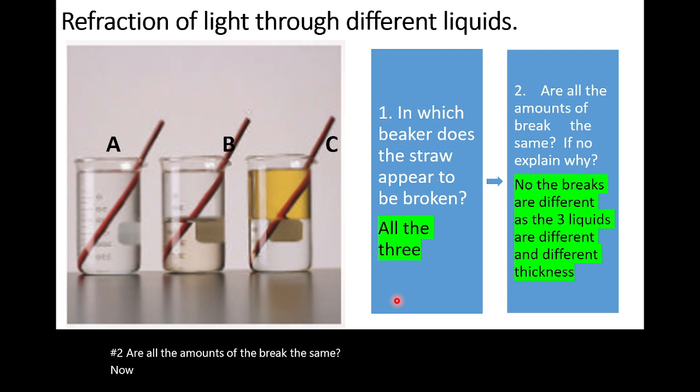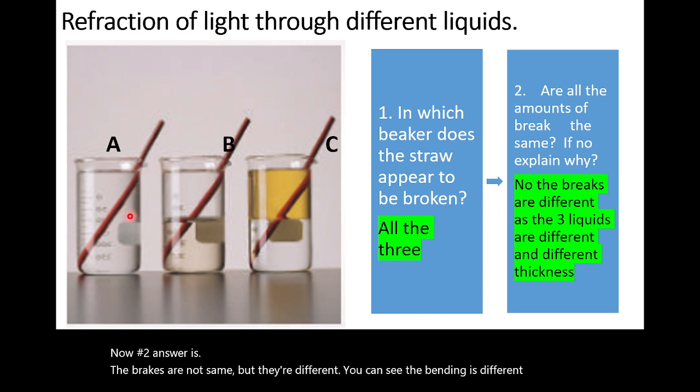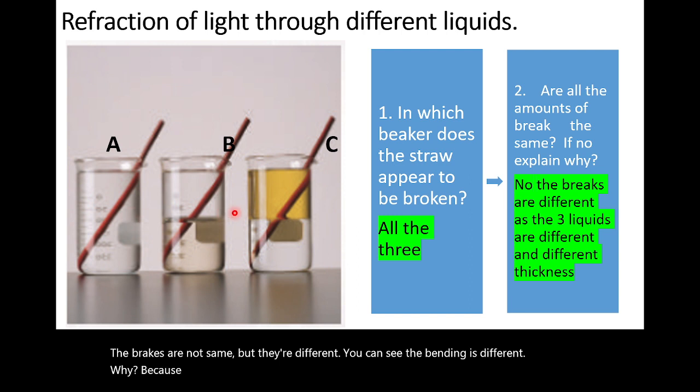Now the answer is, in all the beakers there is a break, or the straws appear to be broken. Now, number two answer is the breaks are not the same but different. You can see the bending is different. Why? Because the three beakers have different liquids.